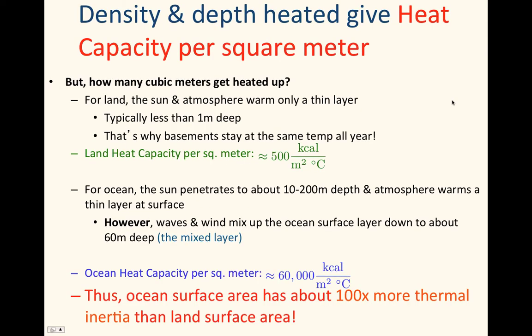The last thing you have to consider, which is really the most important, is what depth of the column gets heated in water versus land. And it turns out, over land, all that heat gets accumulated in a very shallow portion, we could just talk about maybe perhaps 1 meter deep, because we also have to consider not just radiative heat coming from the sun, but also sensible heat that's arriving from the atmosphere. So we'll use a ballpark of 1 meter. Using that 1 meter depth, times our density and our specific heat capacity, we come up with a land heat capacity per square meter at the surface of 500 kilocalories per meter squared per Kelvin.